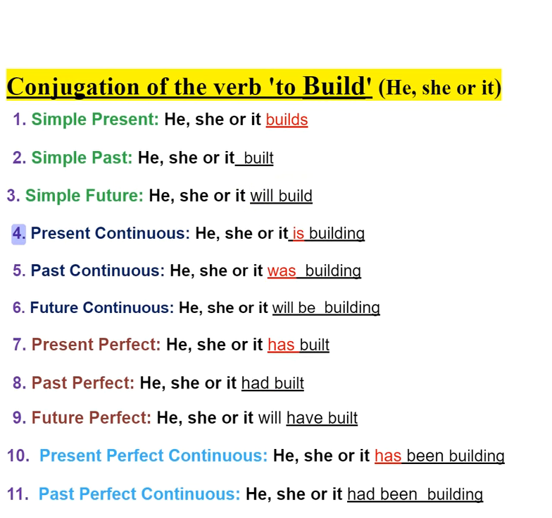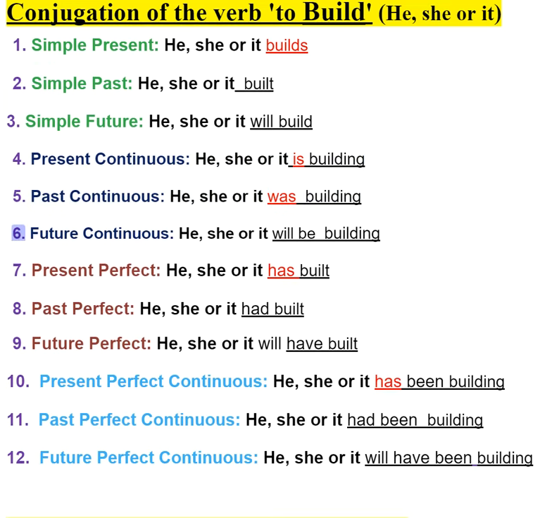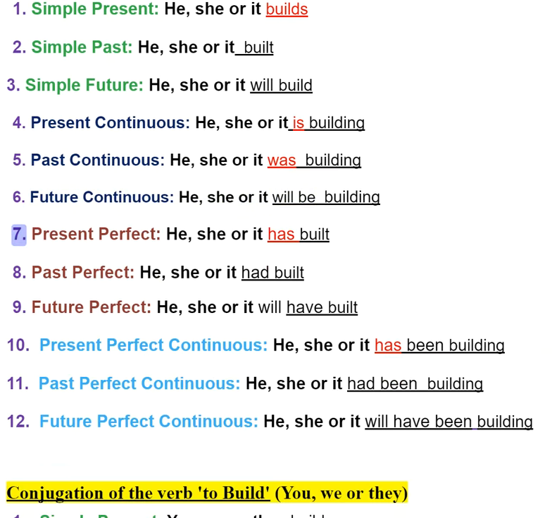4. Present continuous. He, she or it is building. 5. Past continuous. He, she or it was building. 6. Future continuous. He, she or it will be building. 7. Present perfect. He, she or it has built.